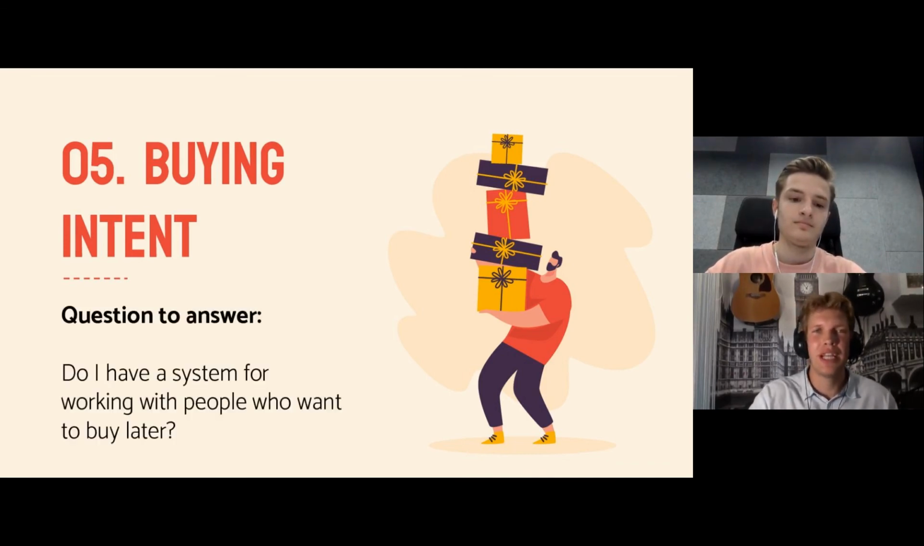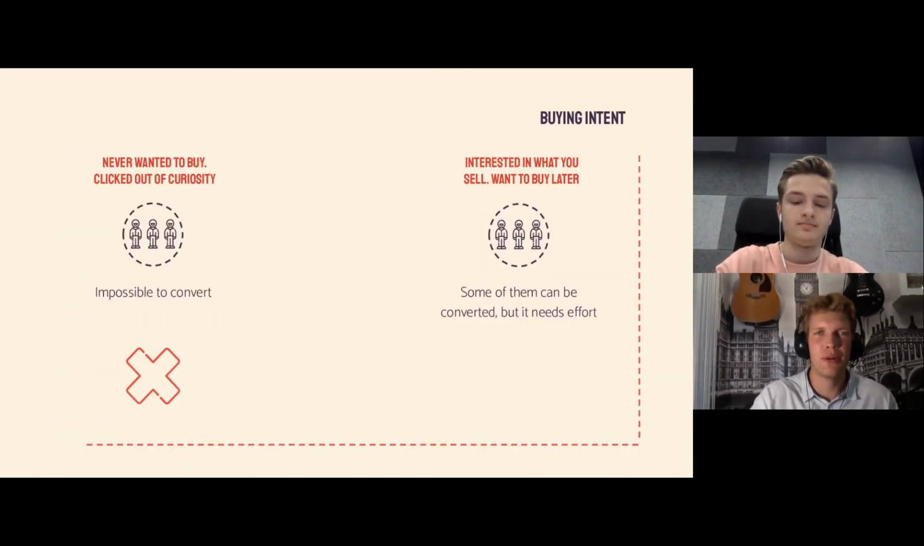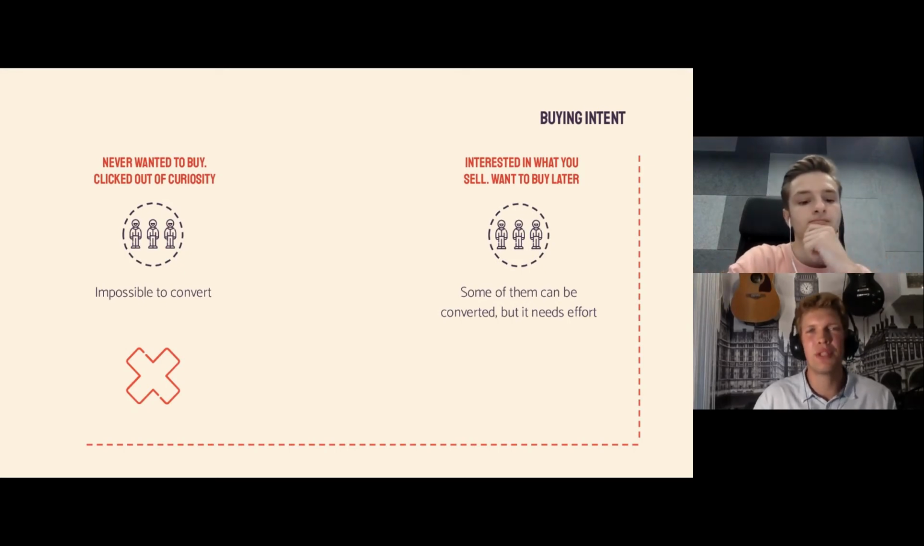And I would like to tell you that you need to have a system to work with these people, because you still can make some revenue out of them. You just need to do the right things. So let's have a look at them. Two categories of people with low buying intent. The first ones never wanted to buy, clicked out of curiosity, and I would like to be frank with you that it's almost impossible to convert them. It rarely happens. So just forget about them.